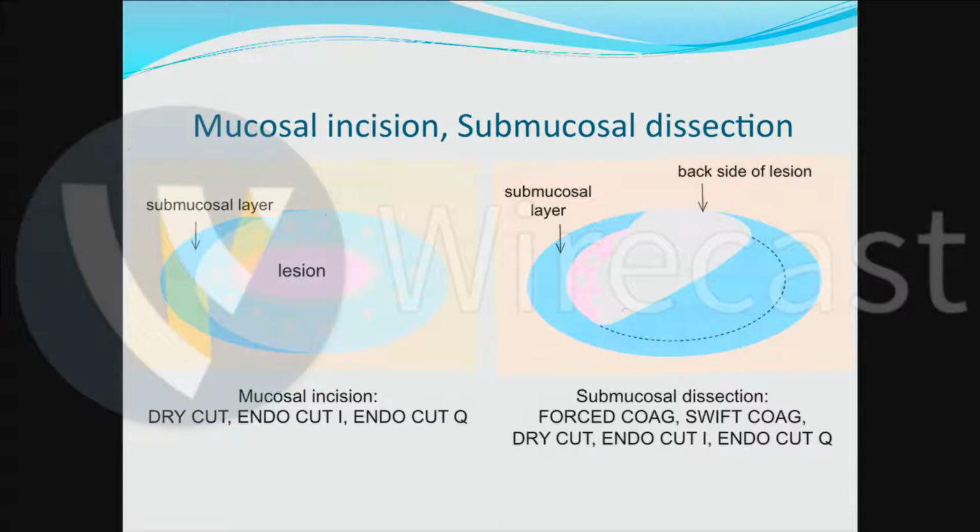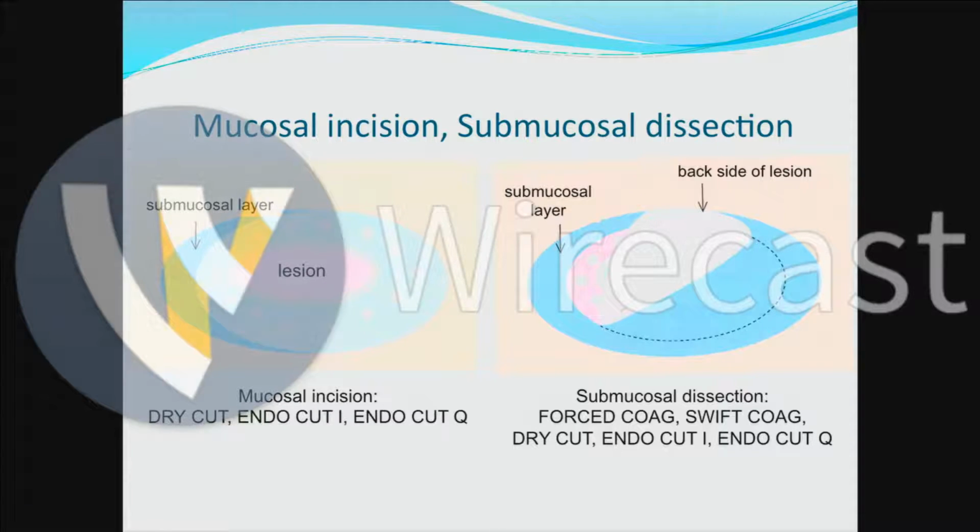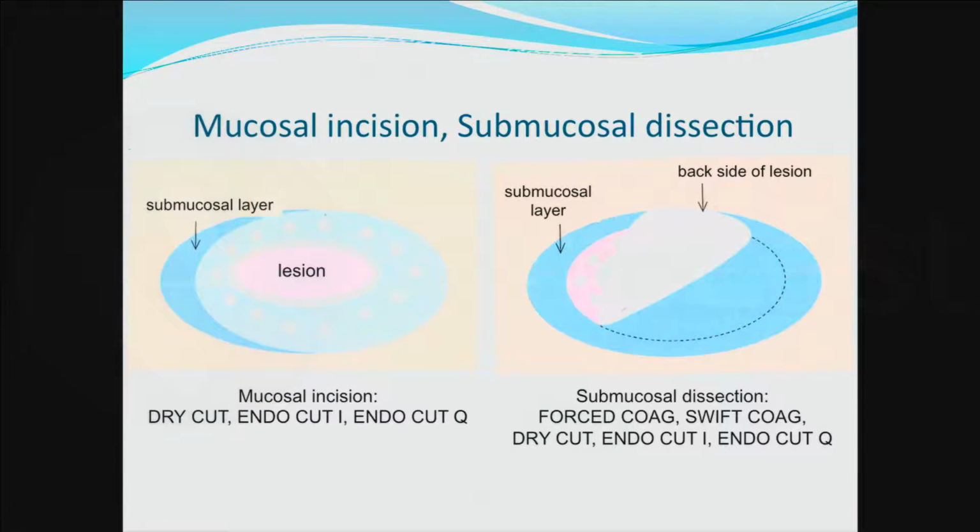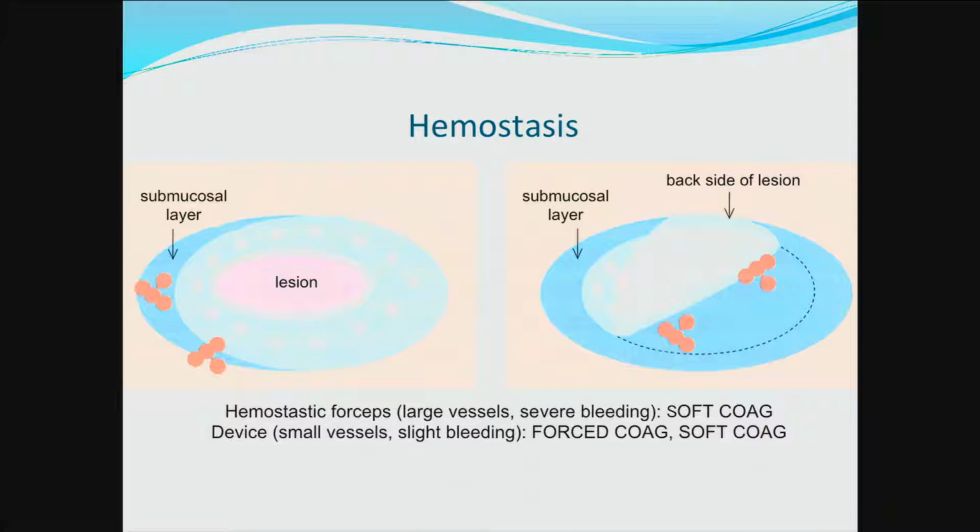The demonstration of submucosal dissection is most important for the ESD procedure. We must adjust output with consideration of electric discharge, lunge, and incision speed to prevent perforation and bleeding. Soft coagulation with hemostatic forceps is used for major bleeding. Forced coagulation and soft coagulation with the device are used for precoagulation of small vessels and minor bleeding.